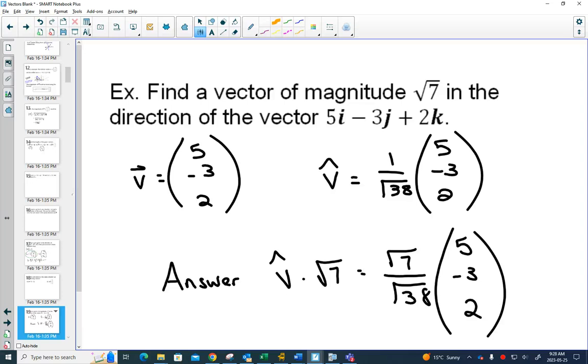We can use it here because it's hard to go directly from here to here, but if you find the unit vector first, you can find a vector of any length you want by just taking the unit vector. If I wanted this one, same direction, length of 7, multiplied by 7. Length of e, multiplied by e. I don't know why you'd want a vector of length e, but you could have it if you want.